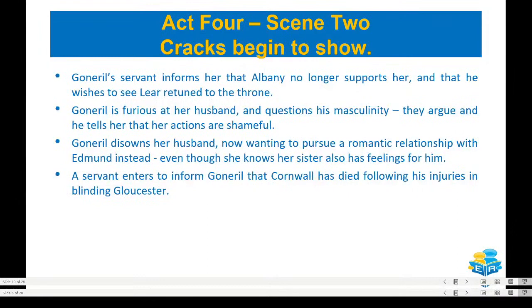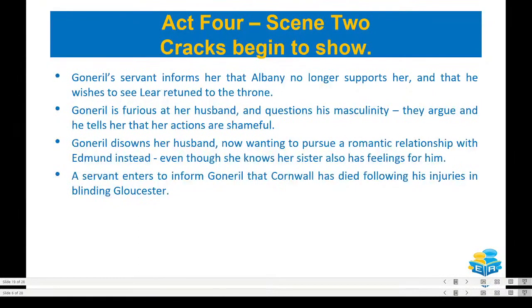And he wishes to see Lear return to the throne. Goneril is furious at her husband and questions his masculinity. They argue and he tells her that her actions are shameful. Goneril disowns her husband at this stage, so she's basically like, okay, I don't actually need you, I can't be dealing with you right now. And she has her eye on Edmund. So, what a lovely man. She wants to pursue a romantic relationship with Edmund instead, even though she knows at this stage that her sister also has feelings for him.